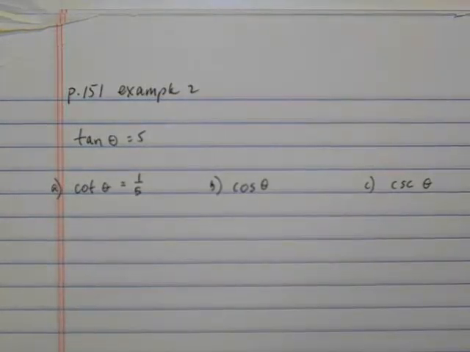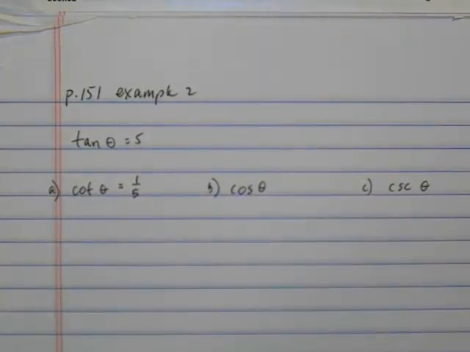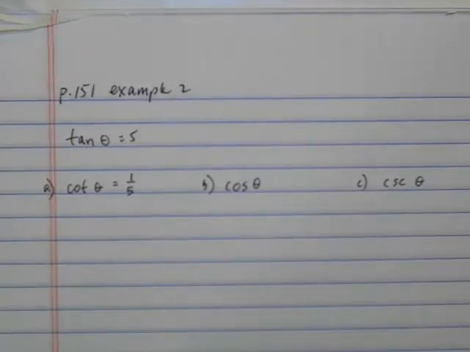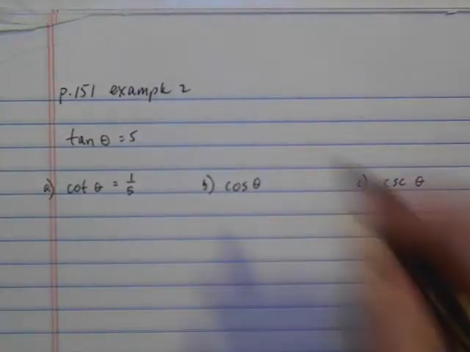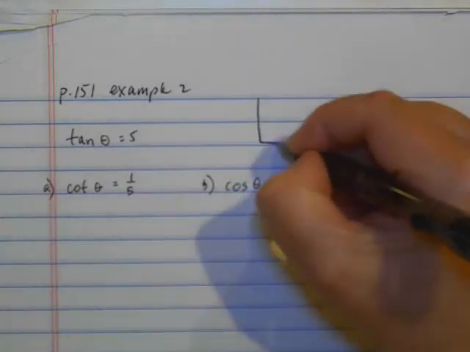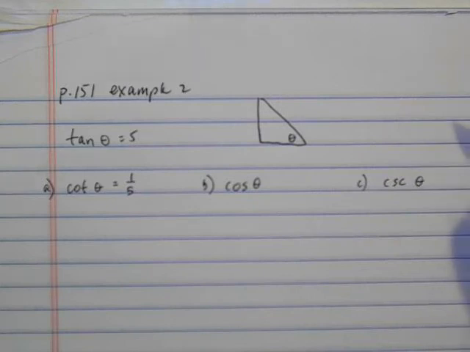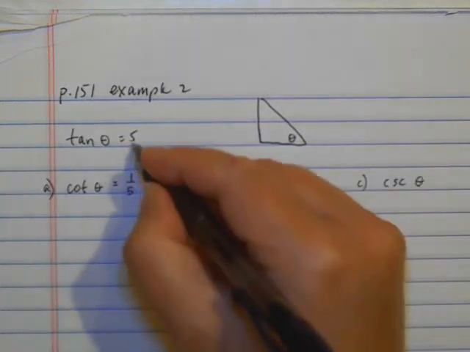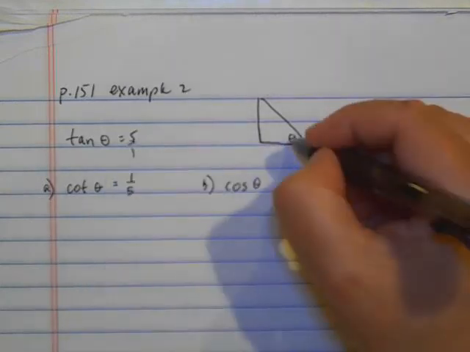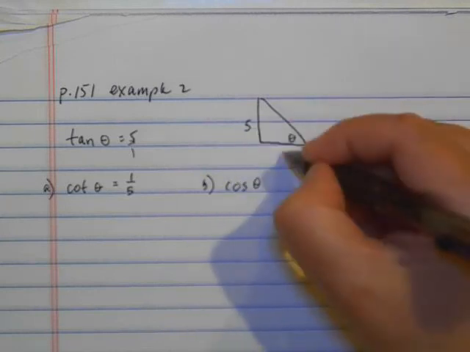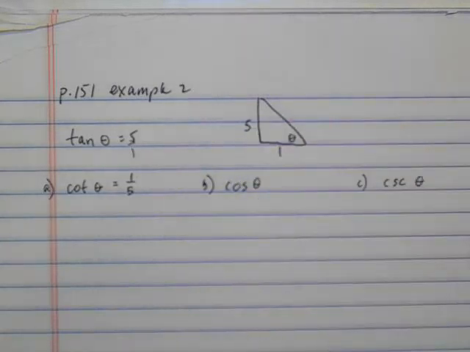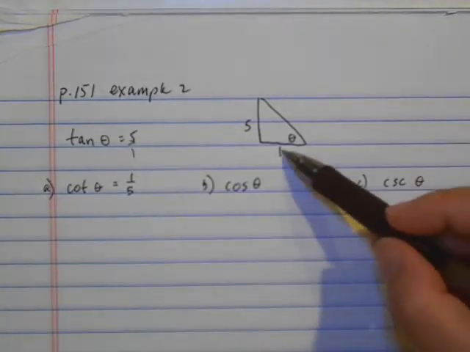Let's move to cosine. There's no real way to get cosine from tangent by just using an identity. So I'm going to think about the way this triangle would look, and I can put theta anywhere I want. If tangent is 5 or 5 over 1, that means the opposite is 5 and the adjacent is 1. And in order to find cosine, I need to know the adjacent and the hypotenuse.